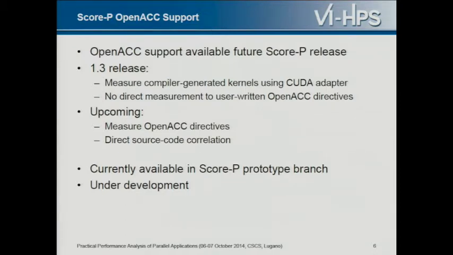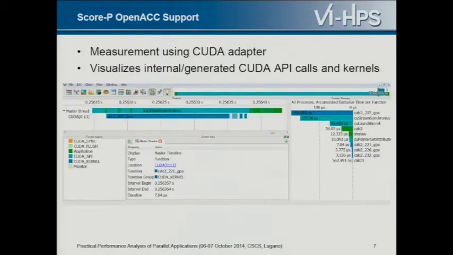So we are still to figure out how we want to have that look in the trace. And yeah, it's still currently under development. So if you have an OpenACC program right now that generates CUDA code as a backend, you're free to instrument it with Scorep, and you're free to enable the CUDA adapter, which you might have to do manually by using --cuda with Scorep, since you're not using the NVIDIA compiler, it cannot detect automatically if you're using CUDA. And it will visualize the internal, or let's say generated, API calls and kernels, which looks pretty much like that.